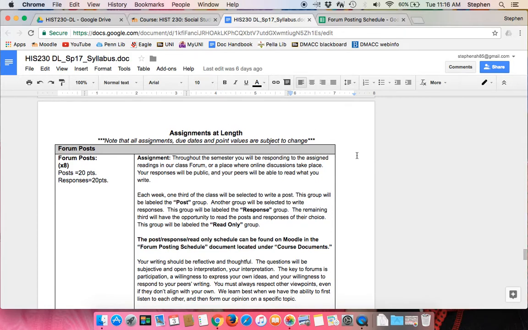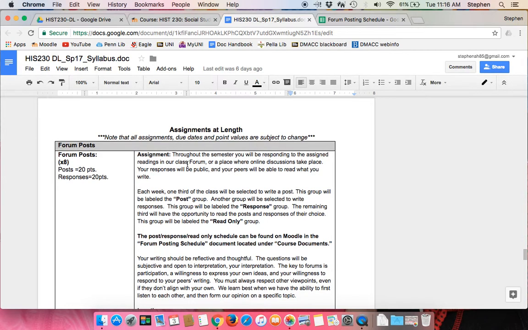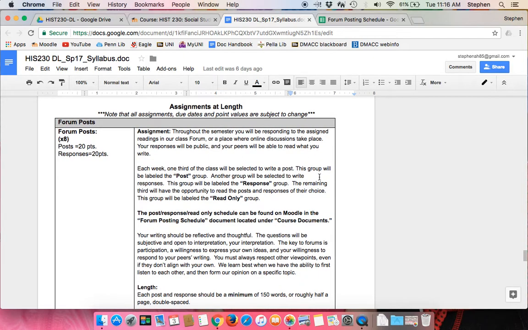Here's the section of the syllabus, assignments at length. I want to take a moment to point out our forum posts, because these are going to be different than what you're probably traditionally used to. Due to the large number of people in the class, we're going to do forum posts, posting and replying, on a rotating basis, meaning the first week, since it's an introductory week, we'll all post.